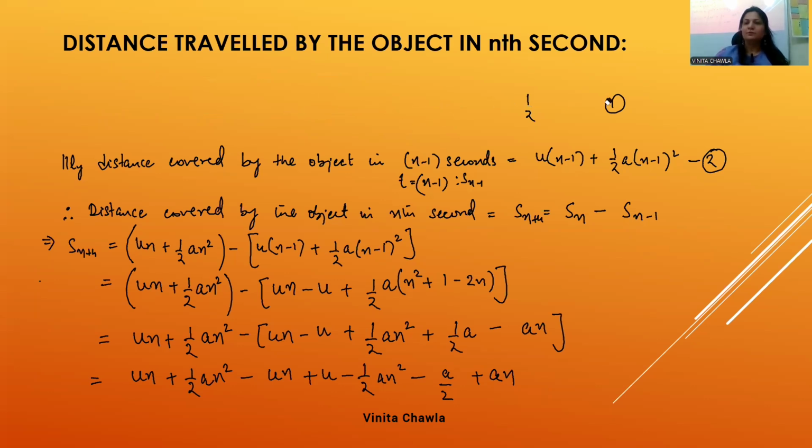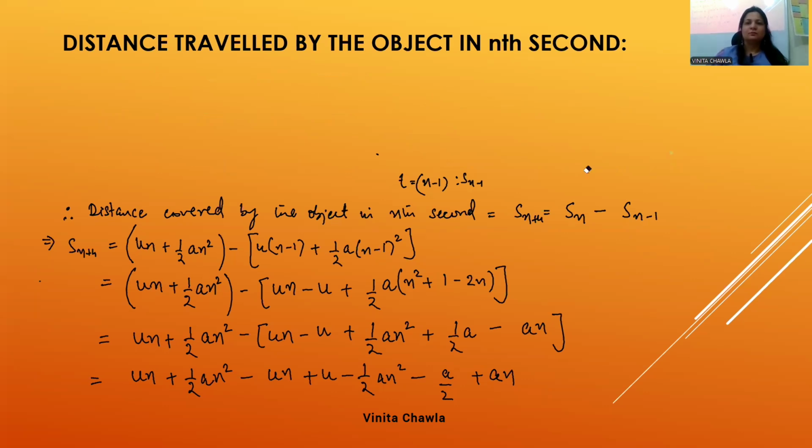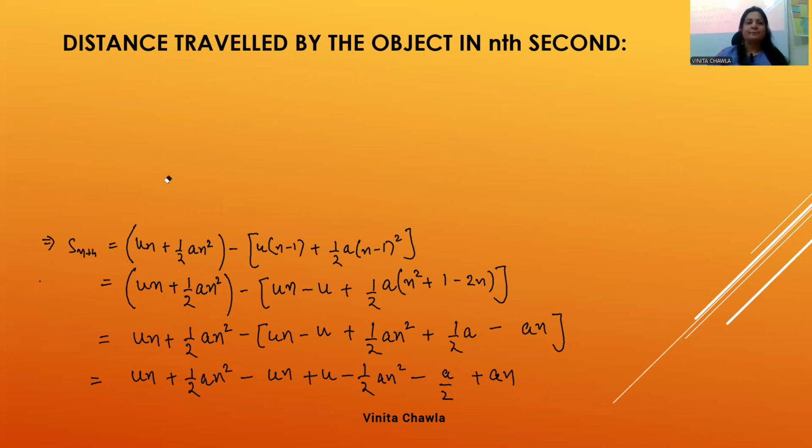Any doubt? un cancel हो जाएगा, half a n square cancel हो जाएगा, and we are left with the distance traveled by the object in nth second is equal to u plus a n minus a by 2. ठीक है, or we can write u plus, see, what if I take a by 2 outside? Then in the bracket we'll have 2n minus 1.